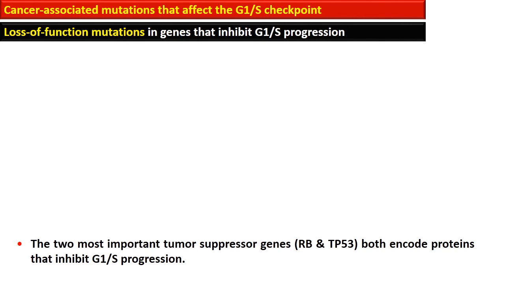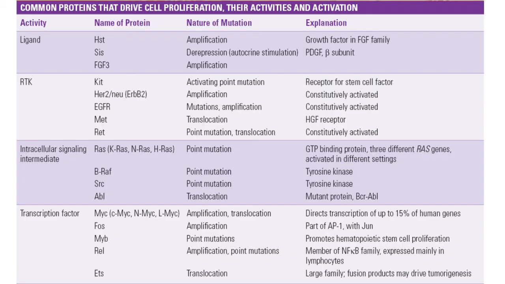The two most important tumor suppressor genes, RB and P53, both encode proteins that inhibit G1 to S progression. This table is summarizing common proteins that drive cell proliferation, their activity and activation.